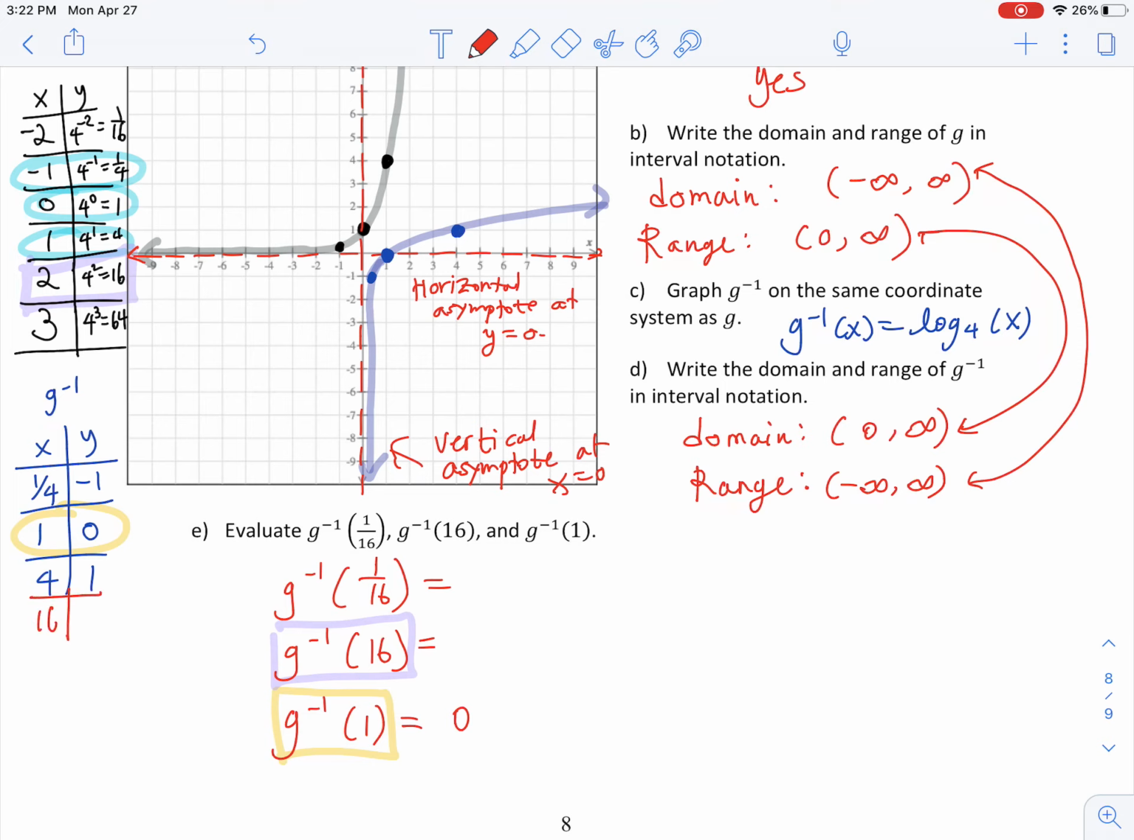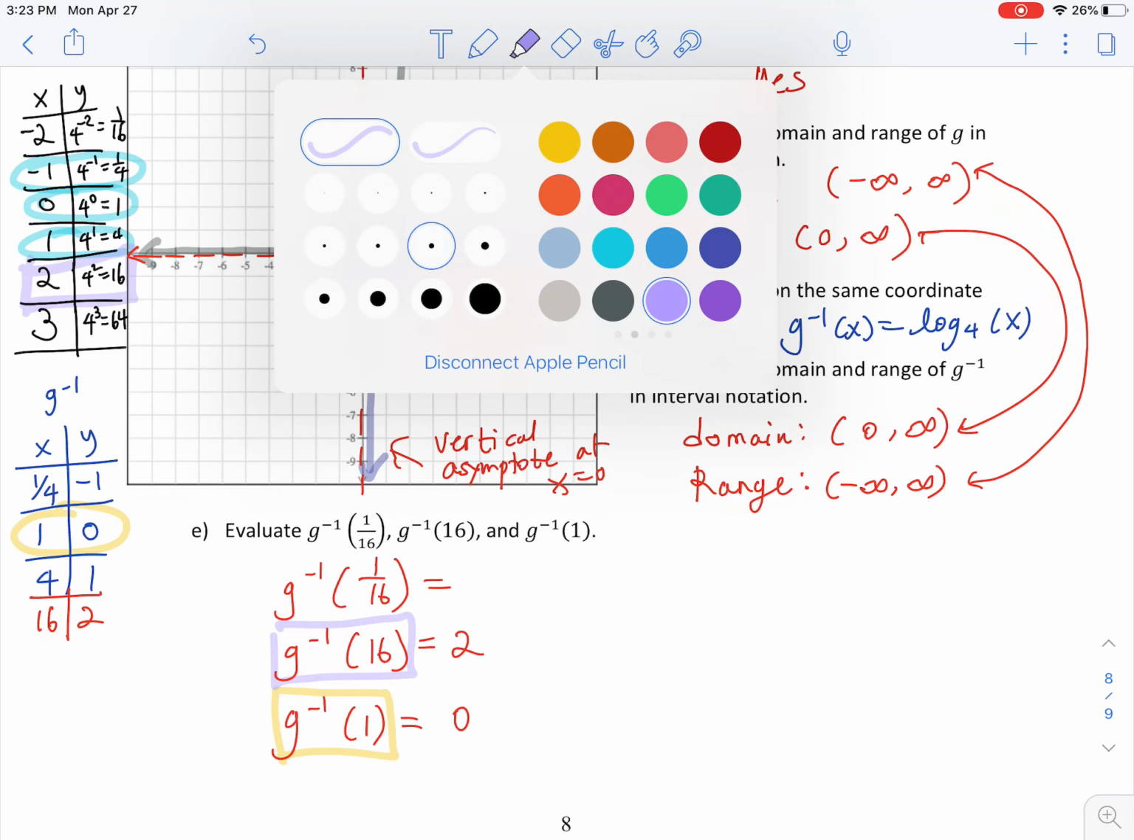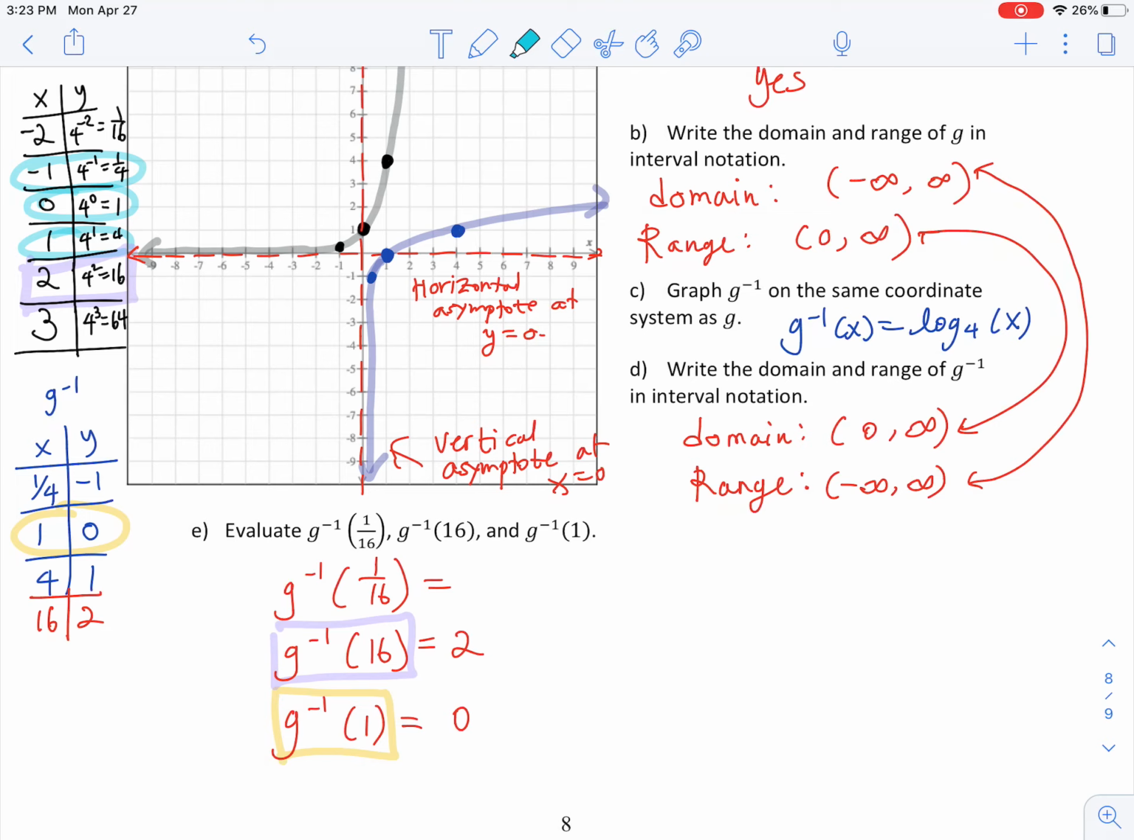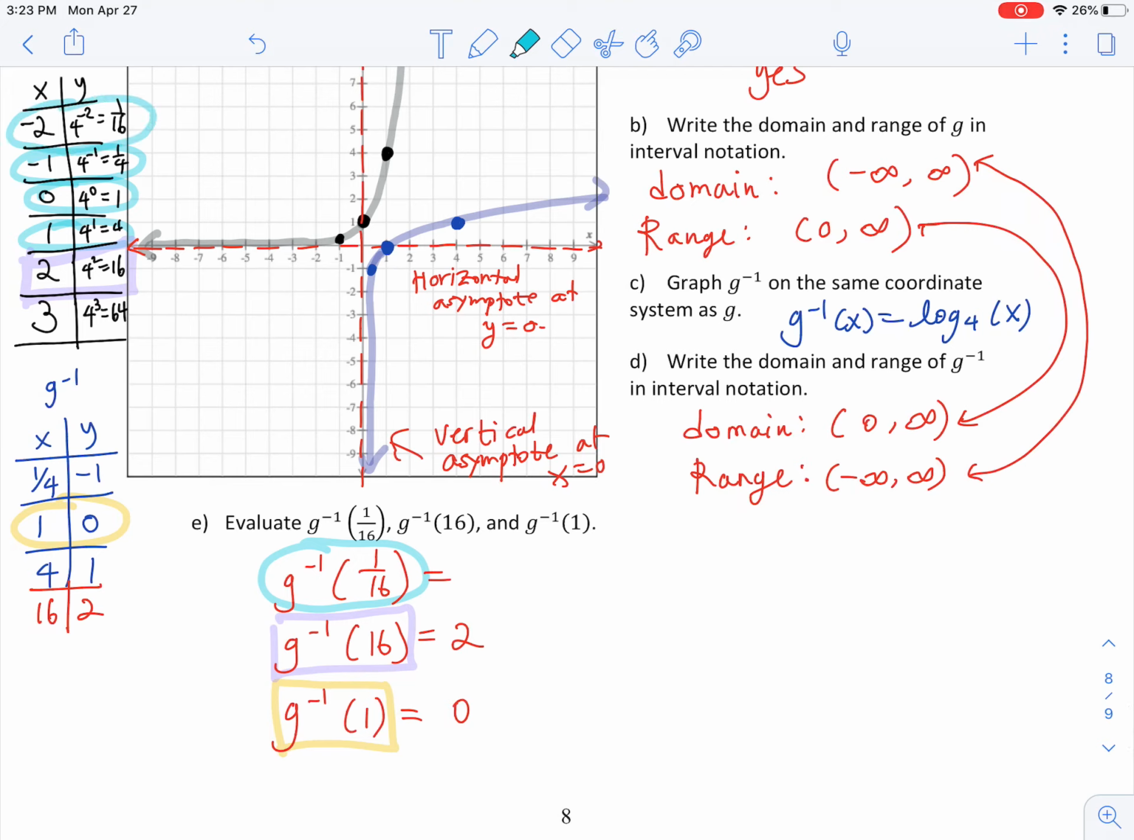So if I want to create another one, I can have 16 and 2 over here. So the y value of the inverse function will be the x value of the original g of x. So that will be 2. And this one, what x value had a y value of 1/16 in our original function? So I'm really using the original function to evaluate these inverses. Which one had 1/16 as the y value? And that one was -2.